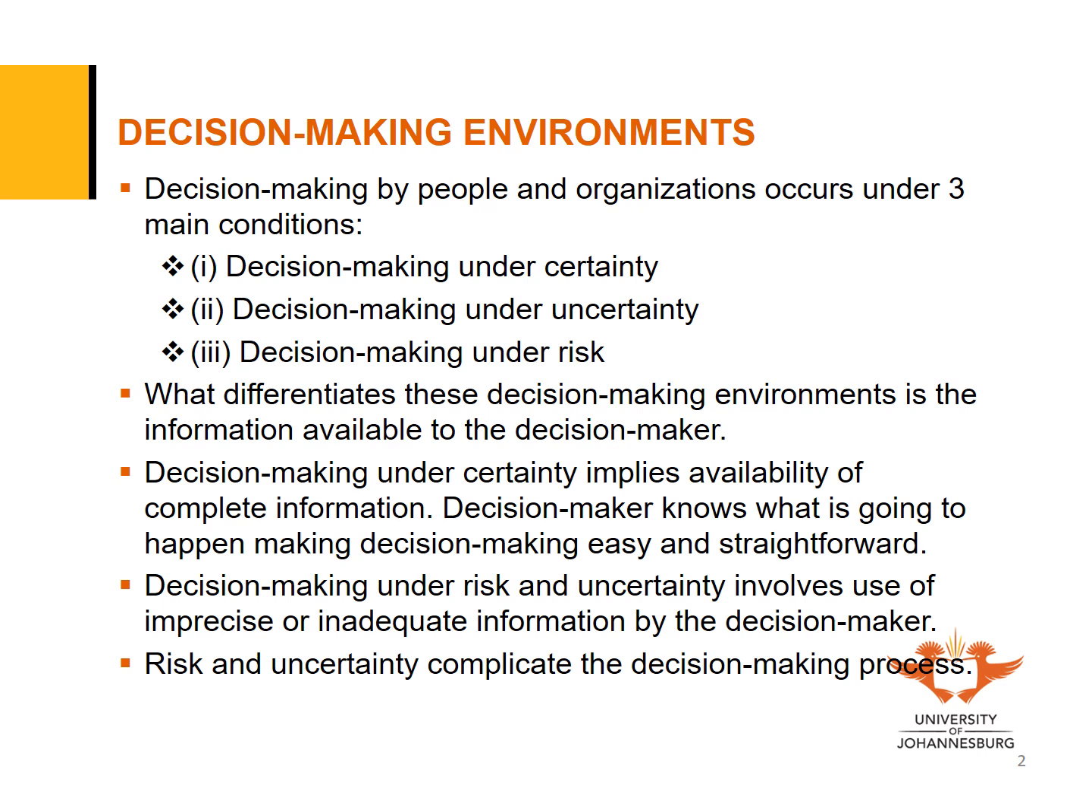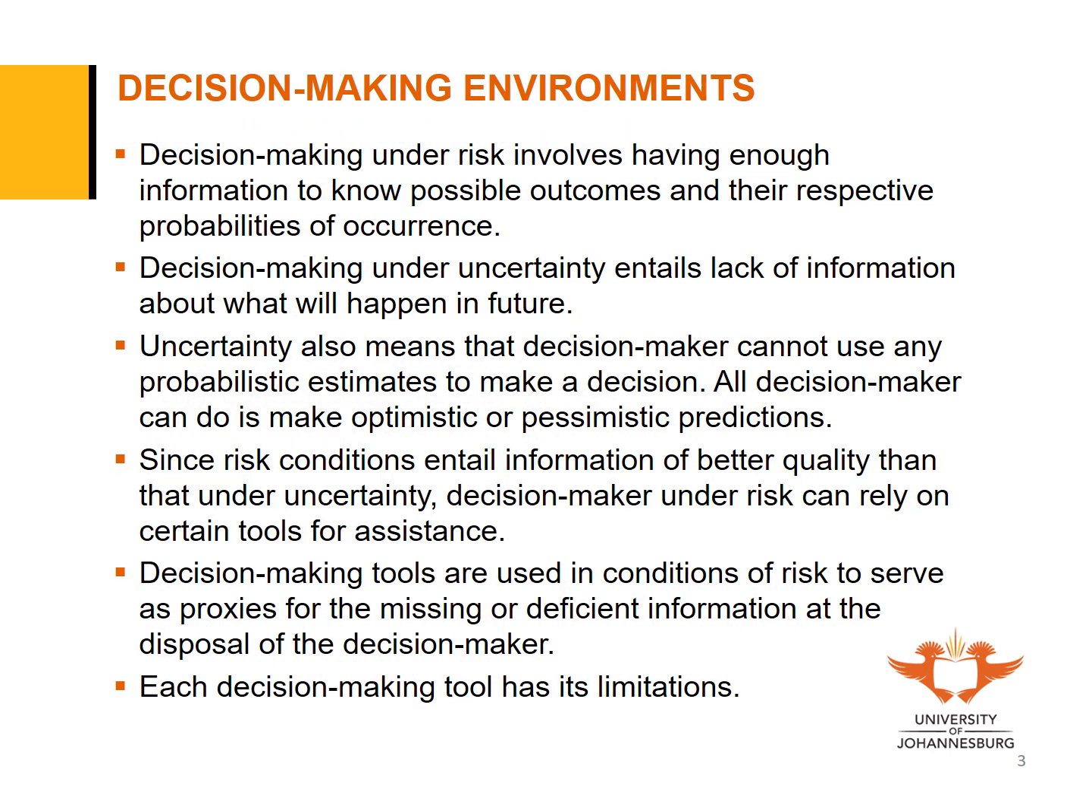Then we have decision making under risk and uncertainty. This means that we either have imprecise or incorrect information, or we do not have enough information, right? This obviously would complicate the decision making process. Okay, we have your decision-making environments that we're going to continue talking about. So we say decision-making under risk involves having enough information, right? So thus, risk falls into that category of having the information, knowing the possible outcomes, and what is the probability of a particular outcome.